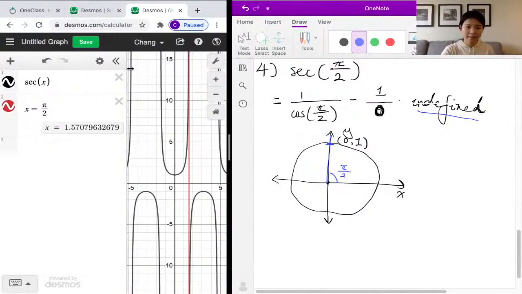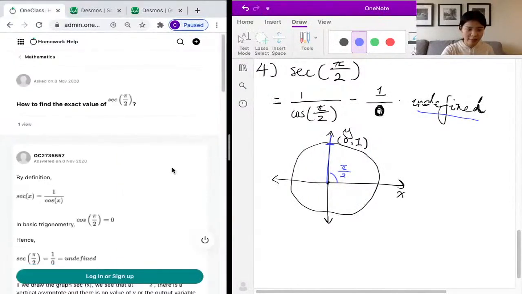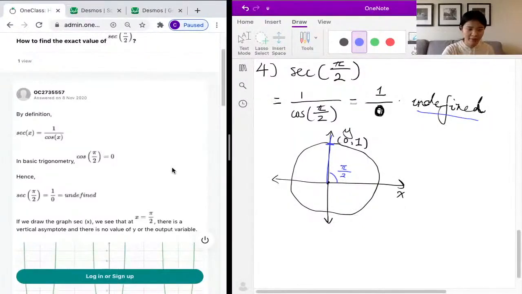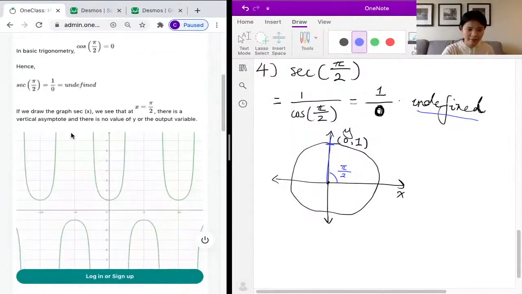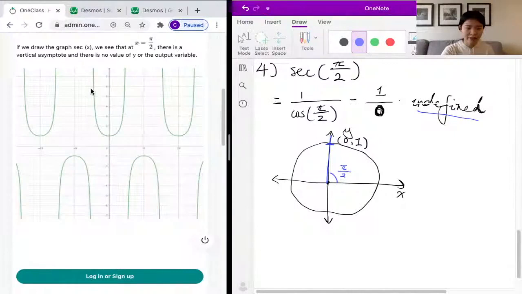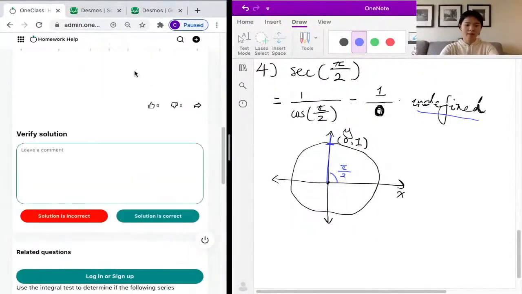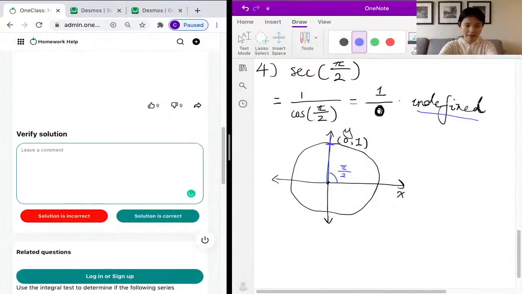So this is what I'm going to cover for this question, and let's look at the sample solution now. They also mentioned that it is undefined, and they also drew the secant function. They didn't put a line here for the value of pi over 2 to make it clearer, but I guess it's alright. So, great job. The solution is correct.